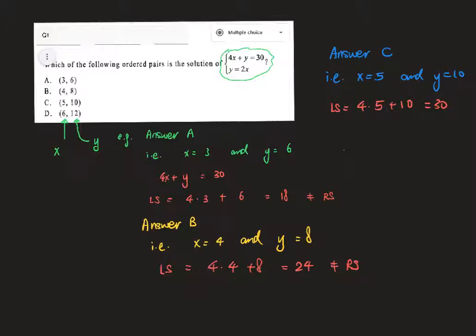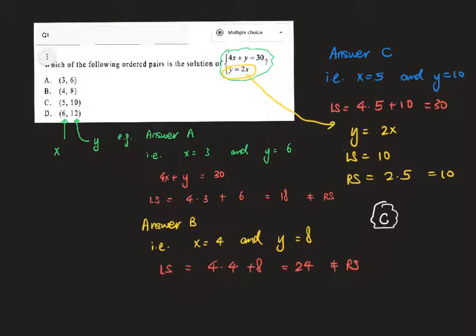The second equation, that is this one: y equals 2x. Left side is very obvious, the value of y is 10. And the right side is 2 times 5, also 10. Both equations have been satisfied. Therefore, our final answer should be C for this question. Next question.